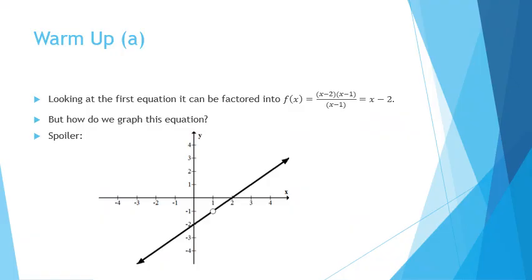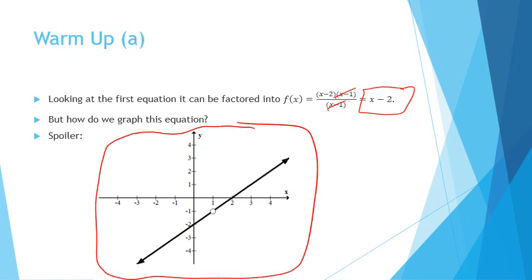So why did we do this? Let's take a look at that very first equation, right? If we take a look, we factored it like so, and then we canceled out an x minus 1 from the top and the bottom, and we're just left with x minus 2. But how would we graph this equation, right? Because we canceled it, but it's not necessarily just going to be y equals x minus 2. It's going to be a graph that looks like this.